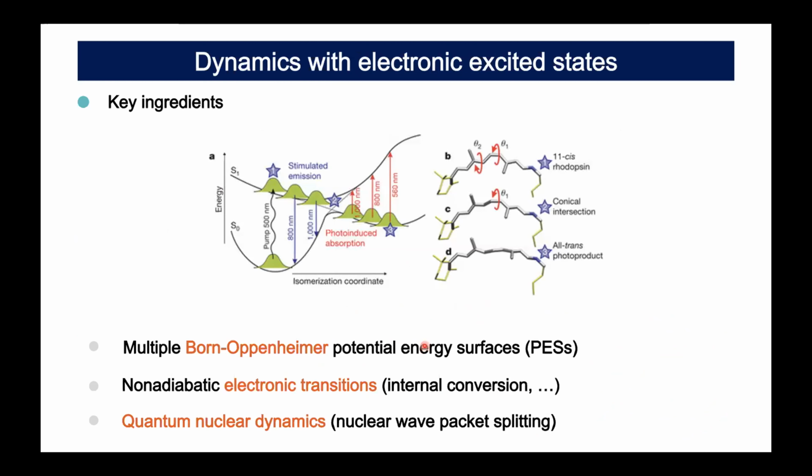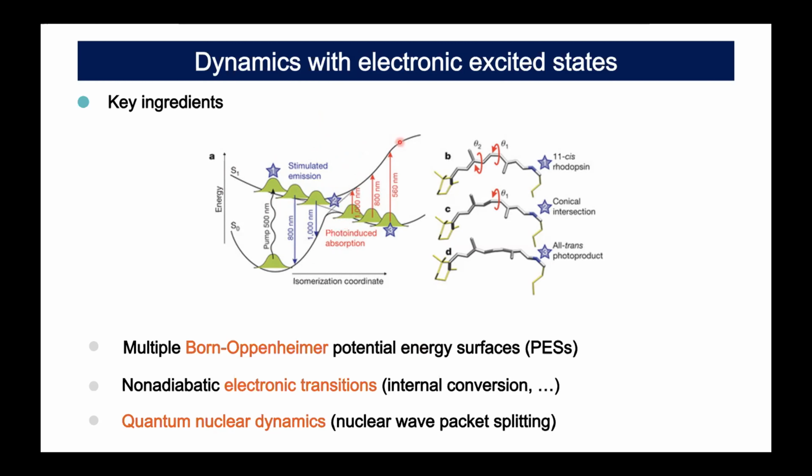My group is focusing on the dynamics with the electronic excited state. As we all know, the key ingredients to deal with excited state molecular dynamics are the following. We need multiple Born-Oppenheimer potential surfaces and the coupling between these surfaces, which is called non-adiabatic electronic transition, or sometimes internal conversion, or, between the singlet and triplet or different multiplicity states, intersystem crossing, right?